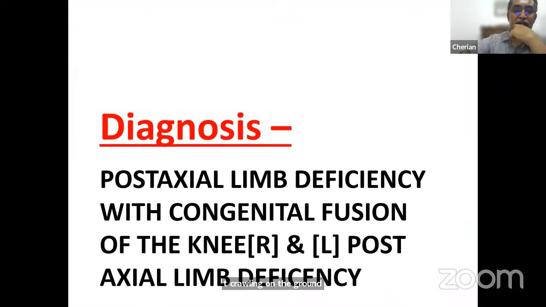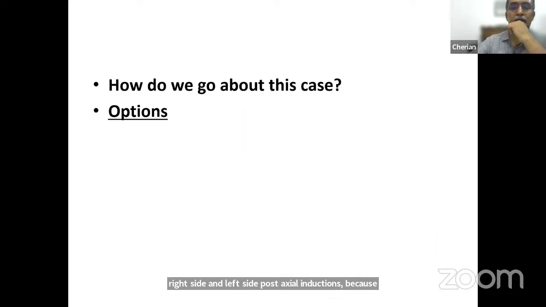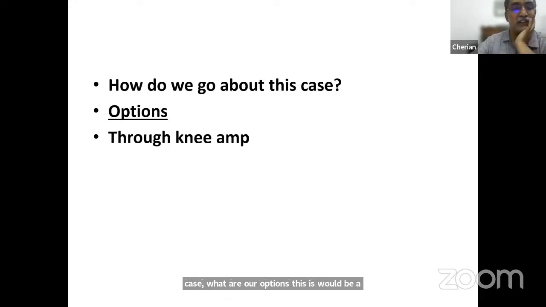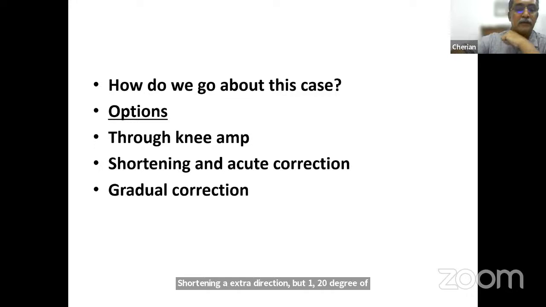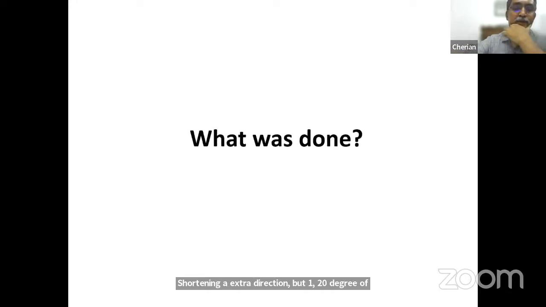Now the diagnosis we made, after a lot of discussion and in various forums, was post-axial limb deficiency with congenital fusion of the knee on the right side, and left side post-axial limb deficiency because the fibula is absent on both sides. Now the question is, how do we go about this case? What are our options? DCS would be a through knee amputation and walk, make you walk with the prosthesis, but short, and the parents were certainly not keen and the child also was not too keen about it. Shortening and acute correction, but 120 degree of deformity, I don't think you can shorten and acutely correct it. The only option is gradual correction. And it's not an easy job.